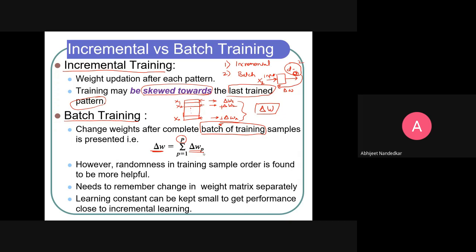However, the randomness in training samples is found to be more helpful. So this will create a problem, that it will remove the randomness in presentation, and the stochastic thing is lost, and that may create problems that you will not be able to learn properly. So the randomness is important while learning. So the problem of batch training is that it is removing that required randomness in training.